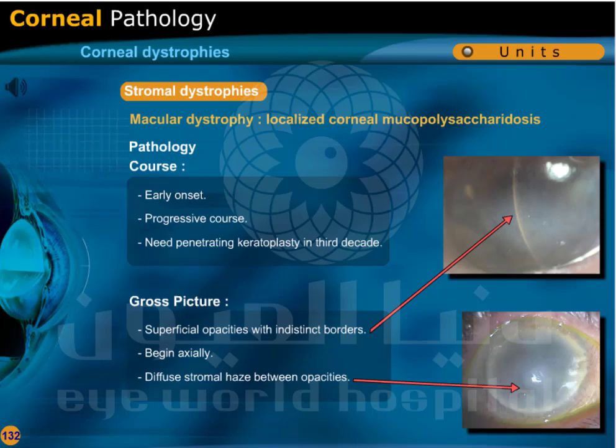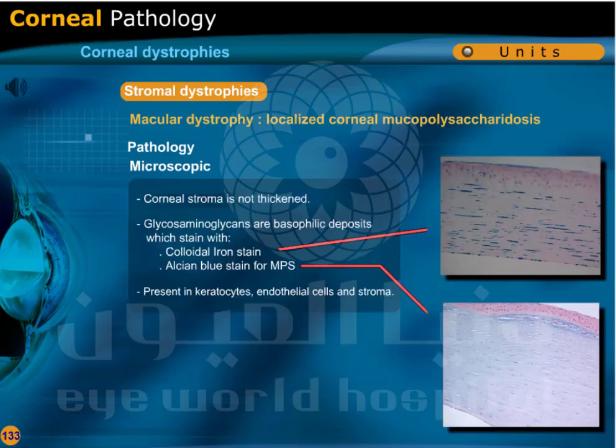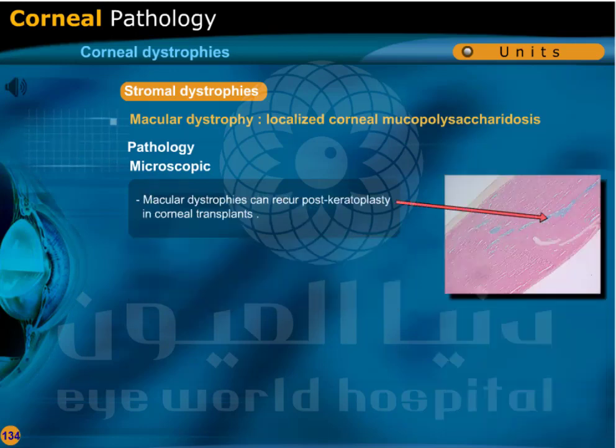There are superficial opacities with indistinct borders that begin axially, and there is diffuse stromal haze between opacities. Microscopically, the corneal stroma is not thickened. Glycosaminoglycans are basophilic deposits which stain with colloidal iron stain or alcian blue stain for mucopolysaccharides. Mucopolysaccharides are present in keratocytes, endothelial cells, and stroma. Macular dystrophies can recur post-keratoplasty in corneal transplants.